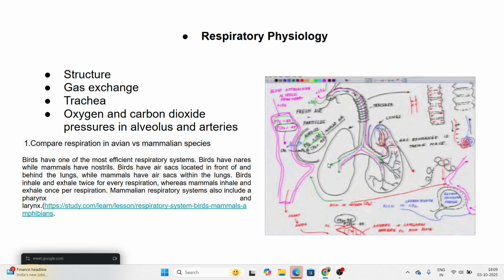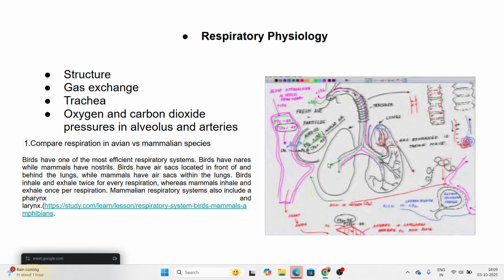Birds have air sacs located both in front of and behind the lungs. In mammals, the air sacs are located within the lung. Also, we inhale and exhale once during a respiratory cycle, but birds do the same thing twice for every respiration.